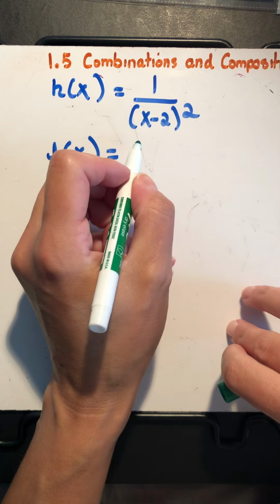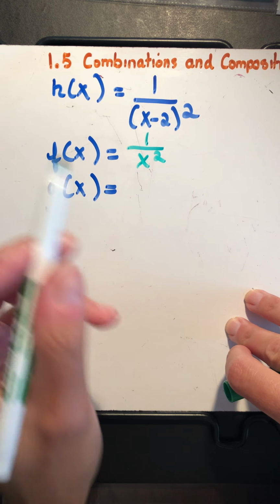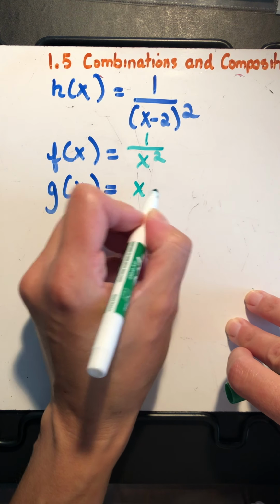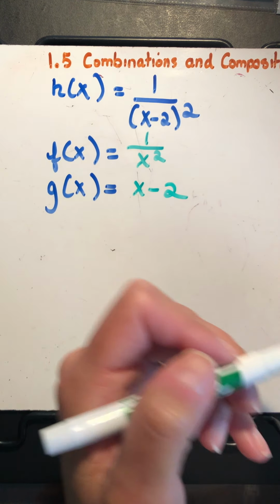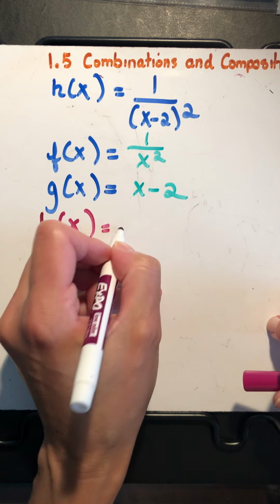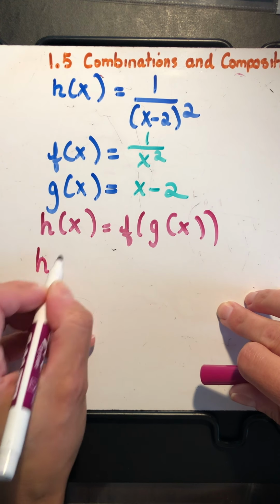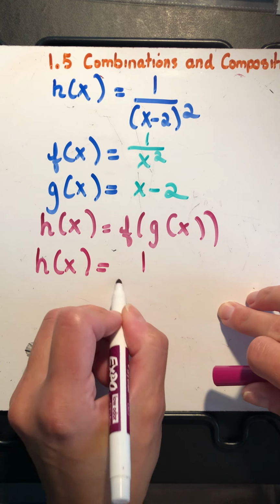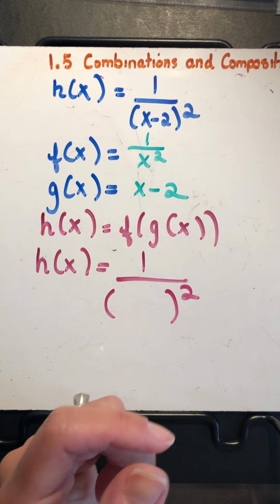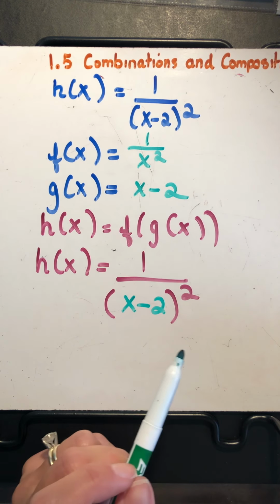So the outside function, I would say, is 1 over x squared. And then the inside function, if I dive closer, well, what's being squared on the bottom? Oh, that looks like x minus 2, okay? So again, let's test it. Does h of x equal f of g of x? Well, let's see. So if I take my outside function and I leave a space where x is, and I put inside the function x minus 2, I do get back what I started with. And so that must be the correct breakdown.